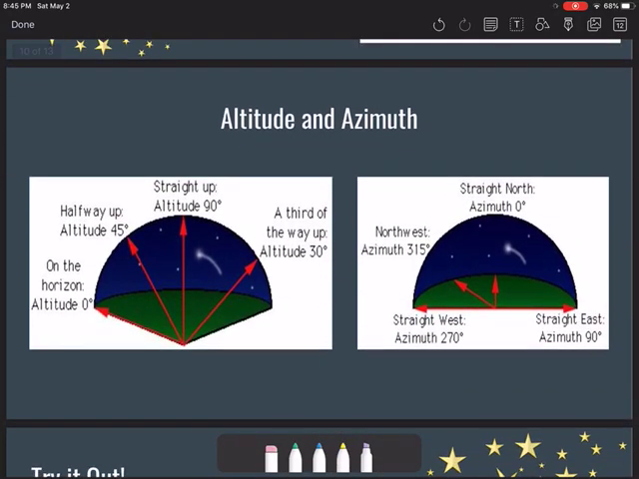Okay, so altitude refers to, am I looking straight along the horizon? Am I looking straight up or anywhere in between? My azimuth tells me what direction am I facing. Am I facing north, east, south, west, and what direction I should orient my body.